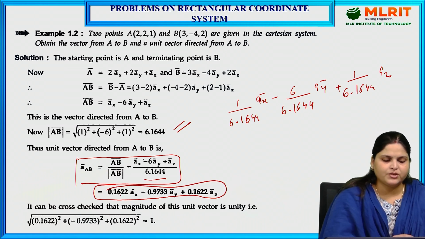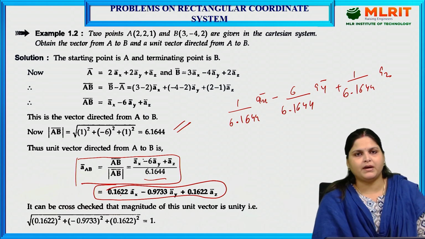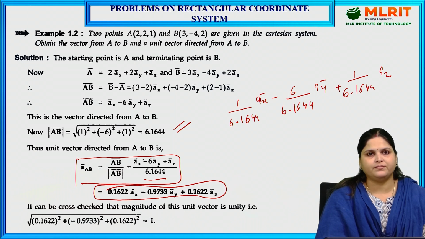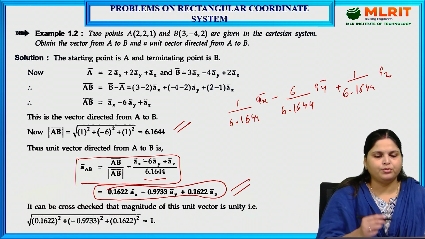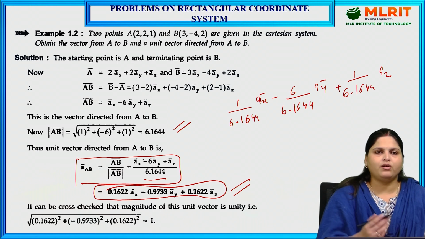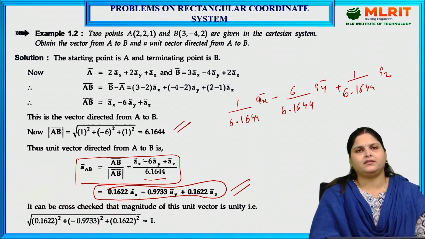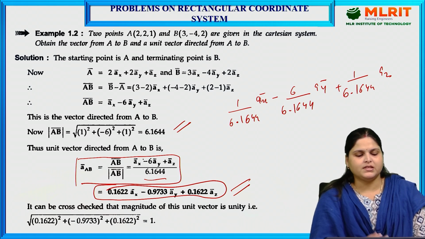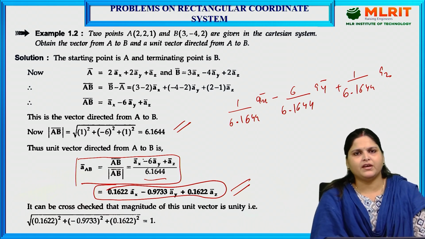So this is 0.1622 ax minus 0.9733 ay plus 0.1622 az. So that is our unit vector, right? Now how can we cross check that the magnitude of this particular equation is 1 or not? That is why we are calling it unit vector.